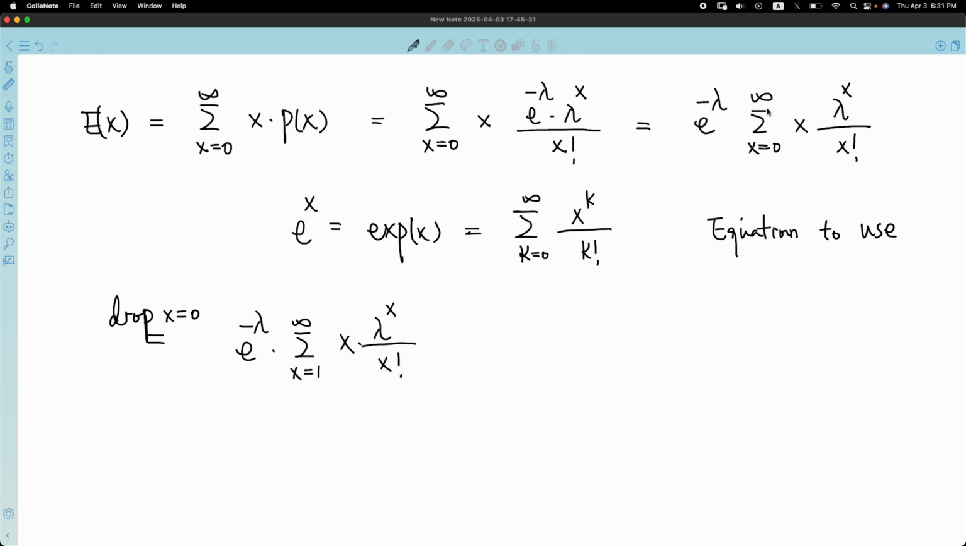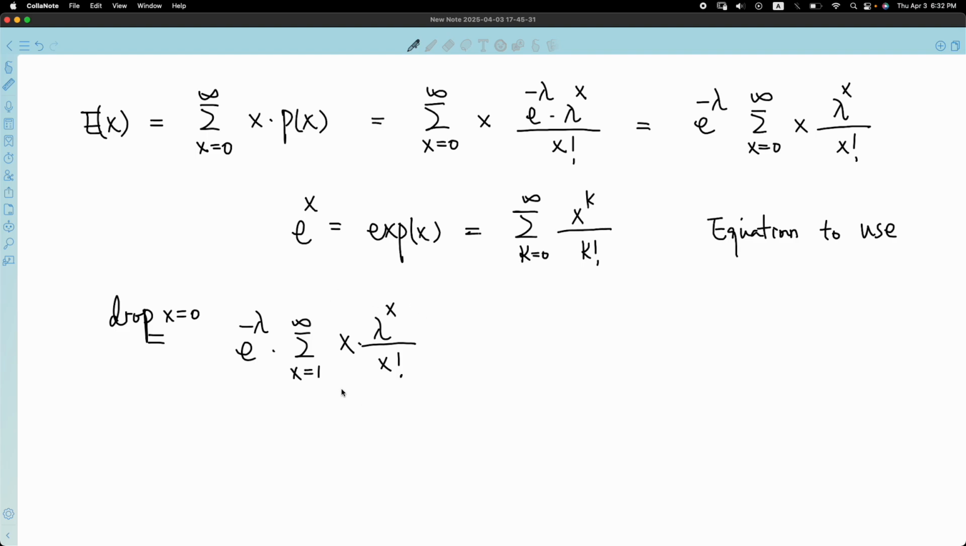So from here to here, I'm just dropping the case for x equal to 0, because if you plug in x equal to 0, the first term does not contribute to this sum. So I can write x equal to 1. Our strategy here is to manipulate this part of the expression so that it looks very close to something like this, so that we can use the e to the x formula to replace the infinite sum.